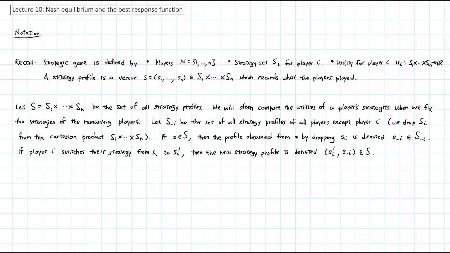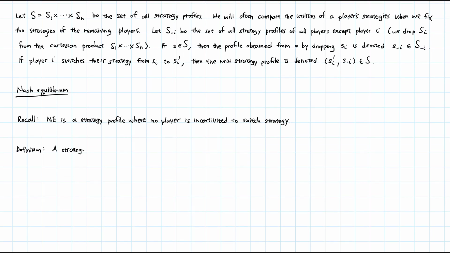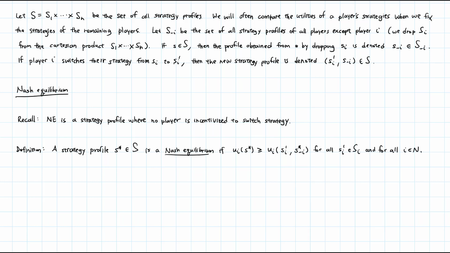With this notation, we can now formally define what is a Nash equilibrium. Recall that a Nash equilibrium is a strategy profile where no player is incentivized to switch strategy. So a strategy profile S star is a Nash equilibrium if Ui of S star is greater than or equal to Ui of Si prime, S minus i star, for all strategies Si prime for player i and for all possible players i. This means that the utility for player i in S star is at least the utility of player i if they switch to any of their own strategies.